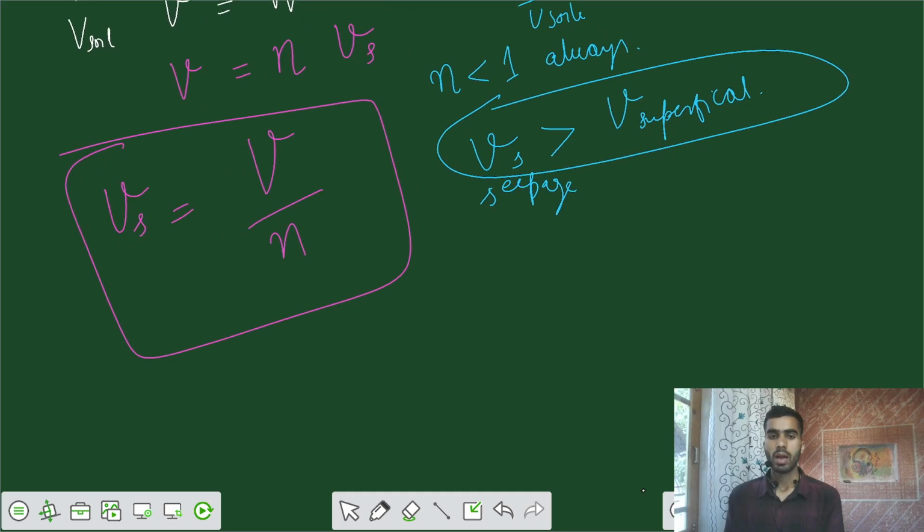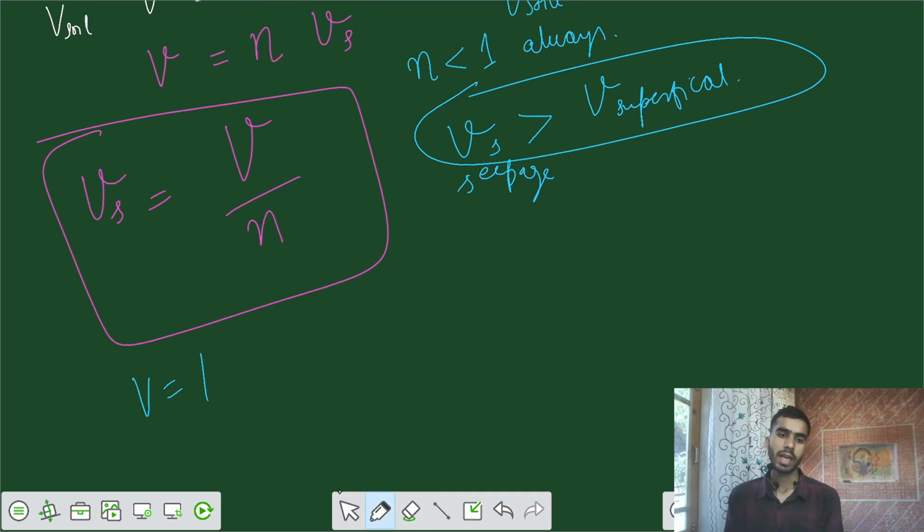And we have that equation V equals Ki. This was your coefficient of permeability corresponding to superficial velocity V. Now, we have one more term, that's the coefficient of percolation.